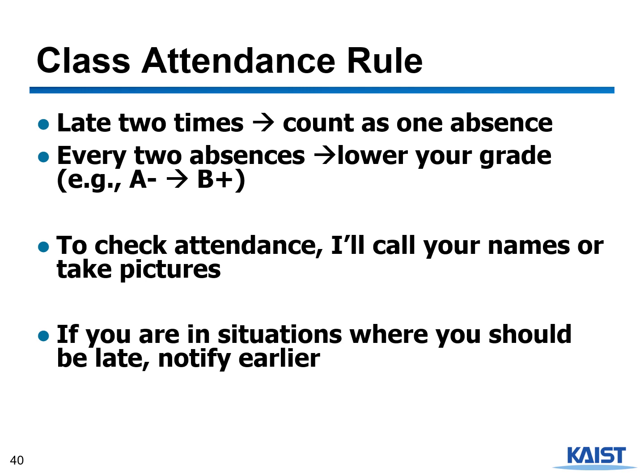This is our class attendance rule. If you're late 2 times, we will count it as 1 absence, and for every 2 absences, we have to lower your grade 1 level. For example, if you would get an A- without this attendance rule, but you are absent 2 times, then we have to lower it from A- to B+. To check your attendance, we will call your names or take pictures. If you will be late, you should notify me or the TA through KLMS earlier.